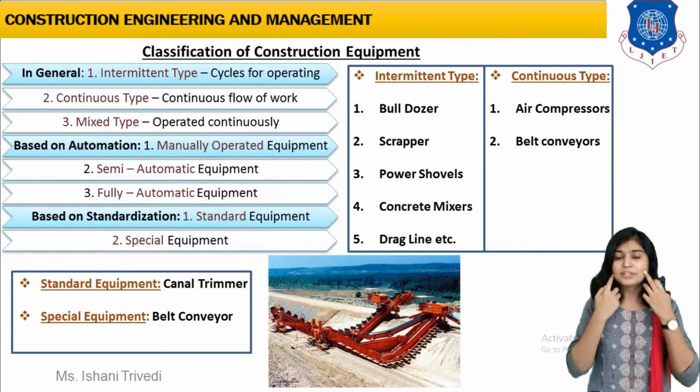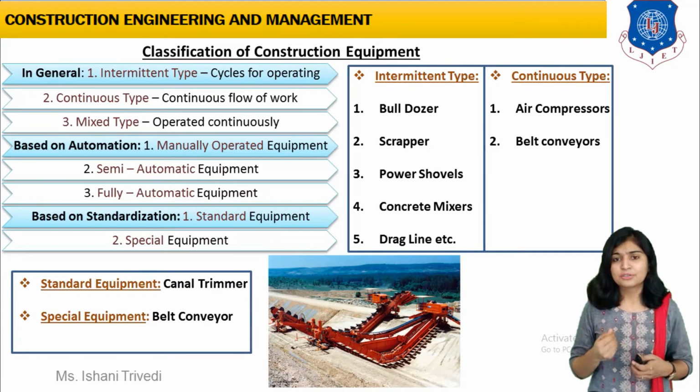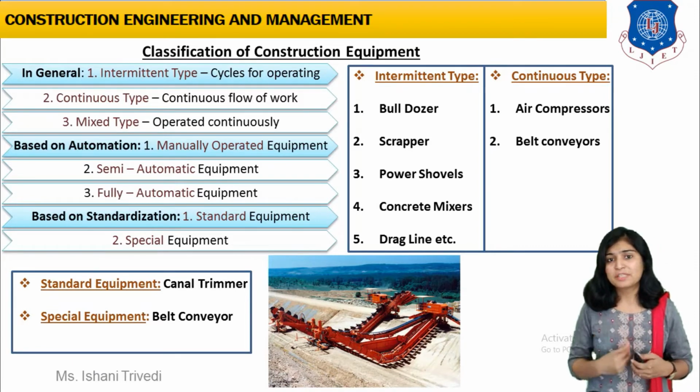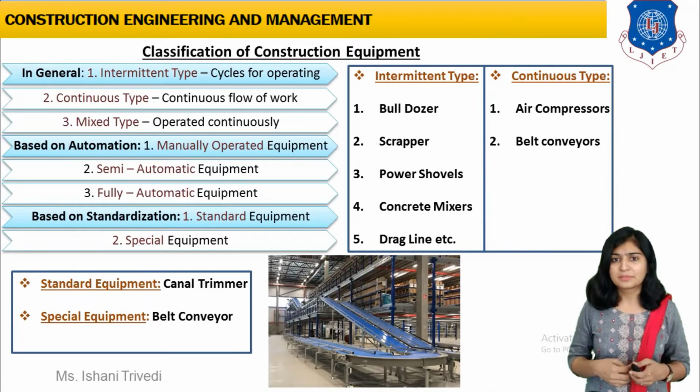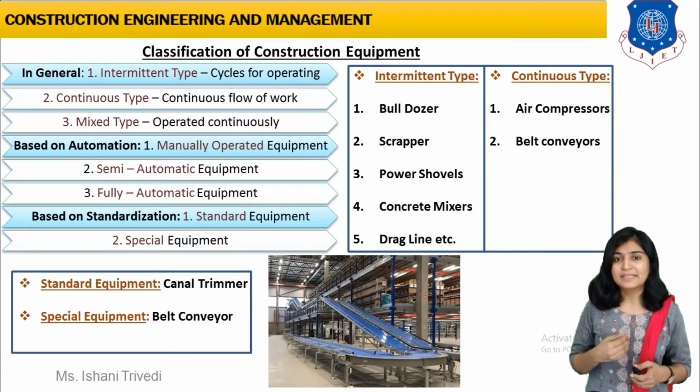Slopes have to be provided. You know how a canal is, right? So here the equipment you can see is an example of a canal trimmer. This will be standard throughout the country. And second, if I talk about the special equipment, then it is your belt conveyors.